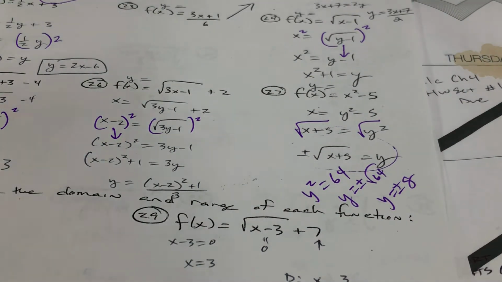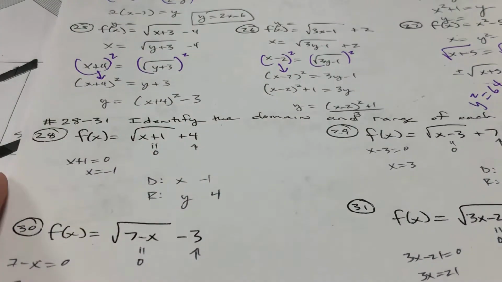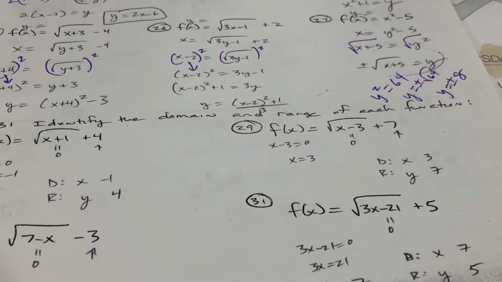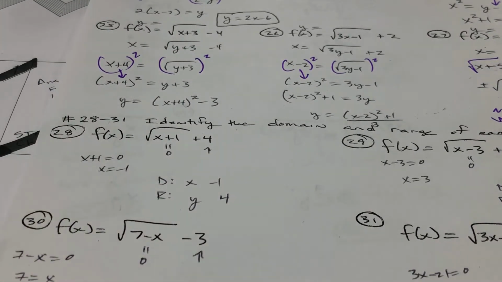All right, honestly, for Honors Algebra 2, this is probably the hardest part here. Identify the domain and range of each function. We are allowed to take the square root of 0.